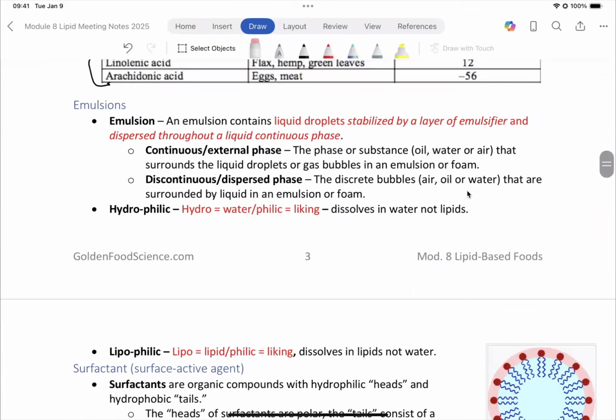Another physical property is what we call emulsions. Emulsions are liquid droplets stabilized in a layer of emulsifier and dispersed throughout a liquid or continuous phase. So they're two liquids that are immiscible in each other, like an oil and a water or a vinegar. One is the droplets and one is the continuous phase.